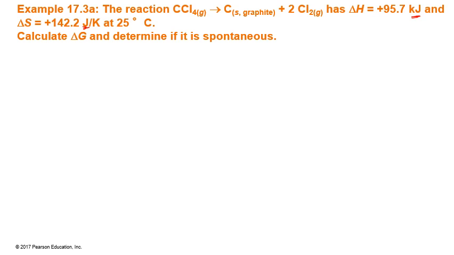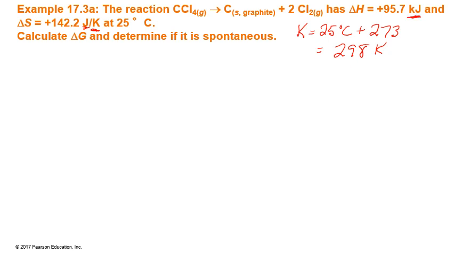Because our units for entropy are per Kelvin, we do need to convert our units. So we need to go from degrees Celsius to Kelvin. So we have to add 273. And so our temperature that we're going to be working with is 298.